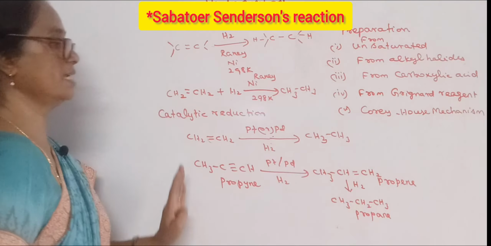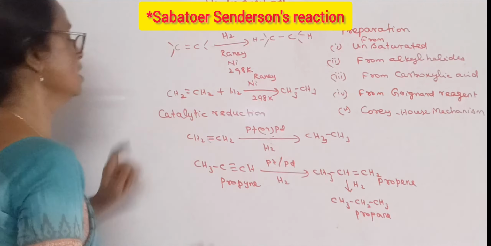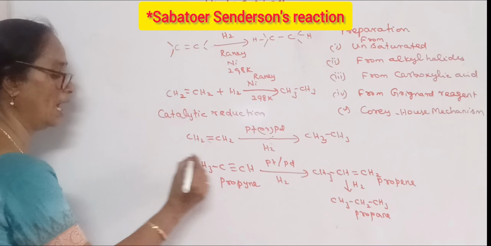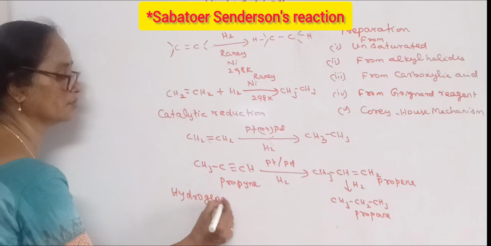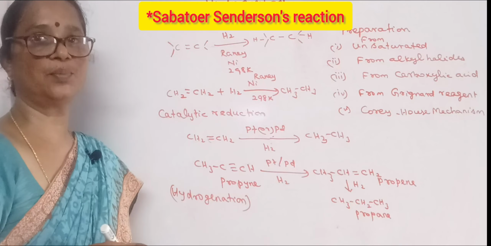So, in these cases, you are adding hydrogen to an unsaturated system. The process is also known as hydrogenation of unsaturated compounds. Addition of hydrogen is termed the hydrogenation process.